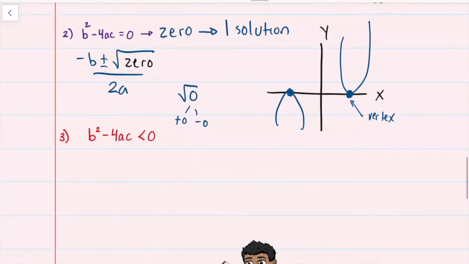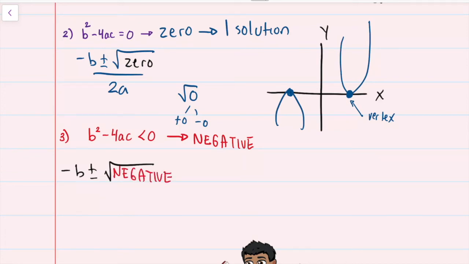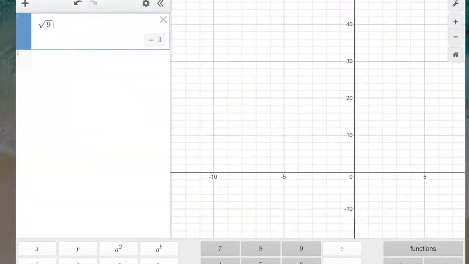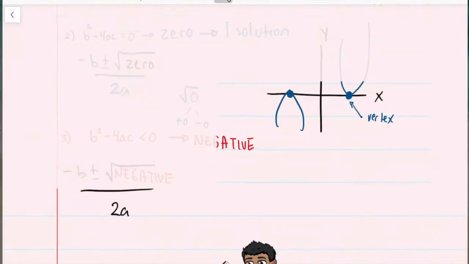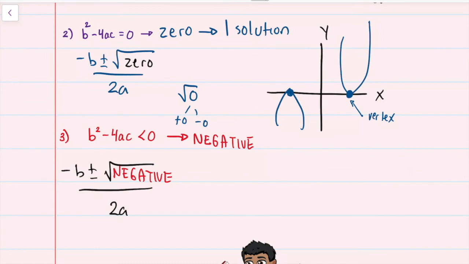Now, if we go to the last one, where my discriminant is negative. Well, let's use the formula again. Negative b plus or minus the square root of a negative number over 2a. Well, for this one, I have to show you on decimals, guys, because look what's going to happen. If I were to make that 9 into a negative 9, look what decimal says, undefined. You can never find the square root of a negative number. Never.